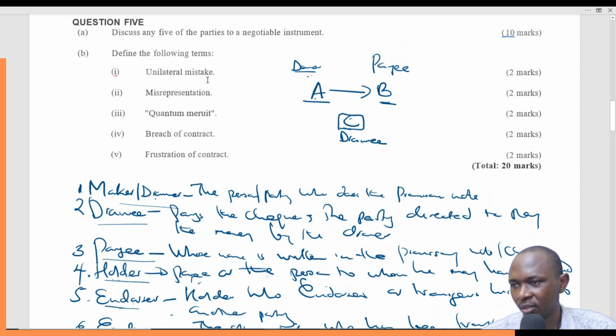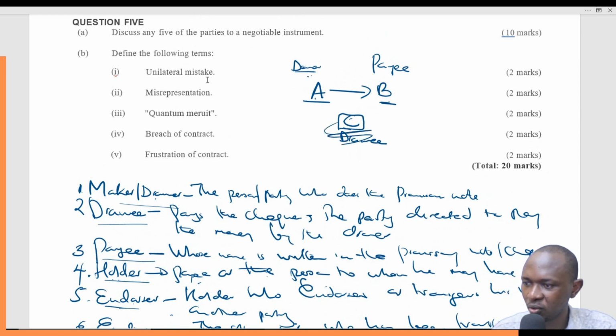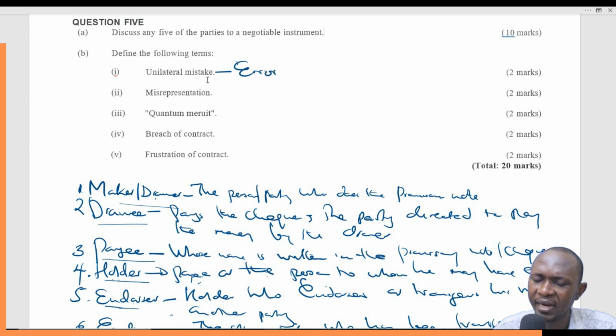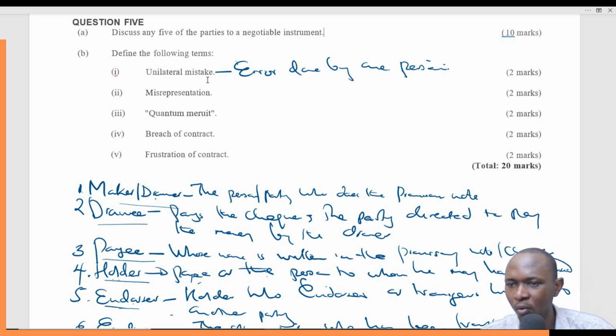Now let's look at part B of the question. Define the following terms: unilateral mistake, misrepresentation, quantum meruit, breach of contract, and frustration of contract. Now, unilateral mistake. A mistake is just an error done by one person, and in most cases it's about misunderstanding, where he understands something completely different from what the other party meant. We say that is a unilateral mistake.